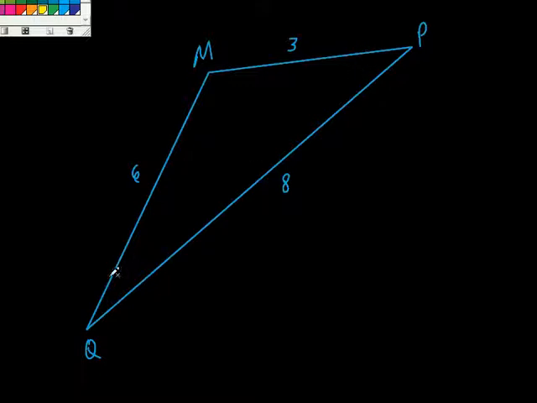Because if I find 2 angles, how do I find the third one? Just take it away from 180, right? So if I find 2, the third one's easy. Okay? Everybody's got their head up, right?